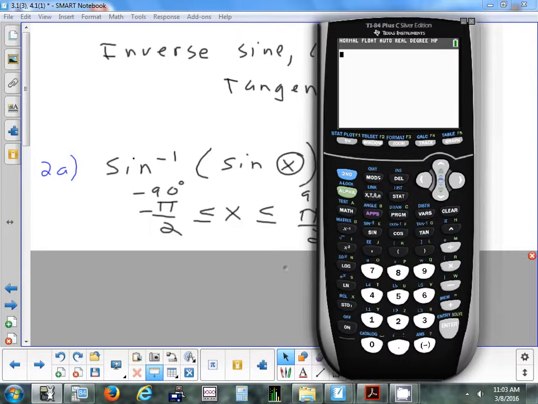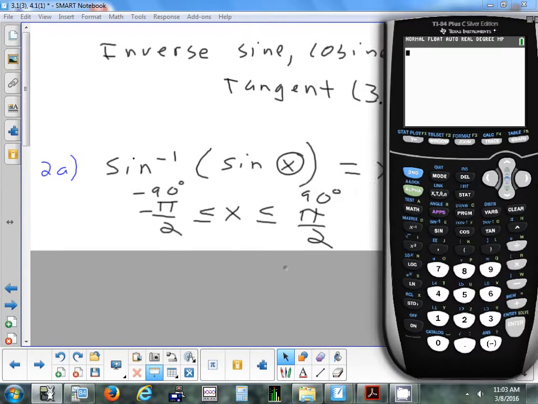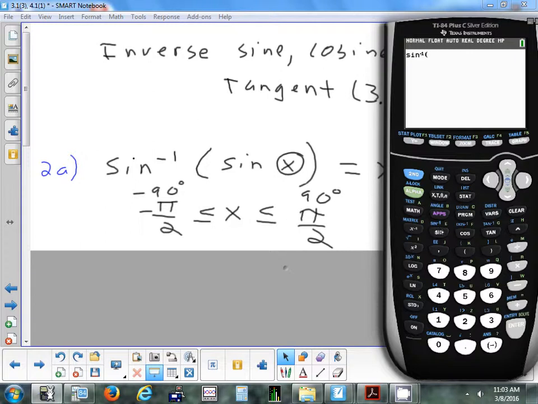I'll do it in degrees. Based on my formula, if I type in the inverse sine of the sine of 15, when I hit enter, what should I get? 15. Yeah, I'm going to get 15, and I do. So inverse sine and regular sine cancel each other out. You get back what you started with. What if I type in negative 70? What should I get when I hit enter there? Negative 70. And I do.